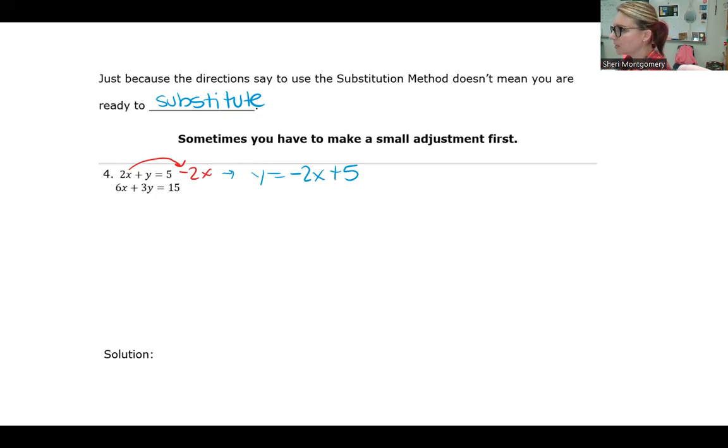Now, do I have an x equals or y equals equation? Yes. Now I can substitute. So I will first figure out where it's going. I have negative 2x plus 5, and I'm going to have to plug that in wherever I see y equals.